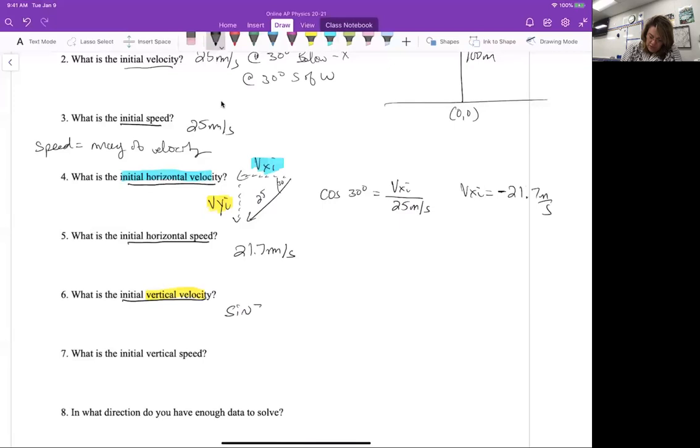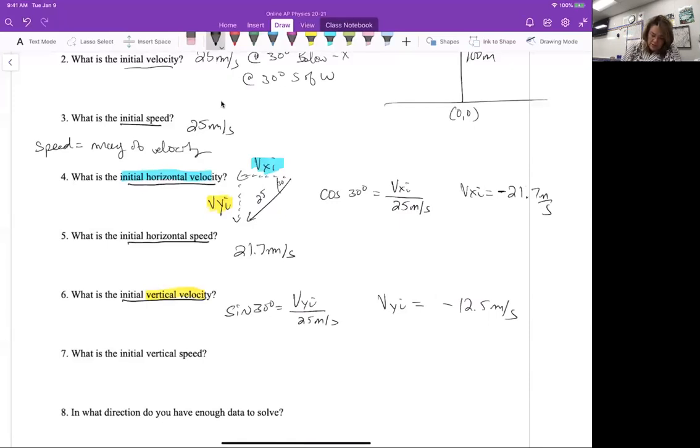Sine of 30 degrees is equal to what I'm looking for, the opposite side divided by the hypotenuse, meters per second. I will find the initial velocity in the y direction to be 12.5 meters per second. That's what your calculator is going to tell you. Now you got to be smarter than the calculator. Is it going down? Yeah, it is. And we're going to define down as negative. So it is negative 12.5 meters per second, or 12.5 meters per second down.